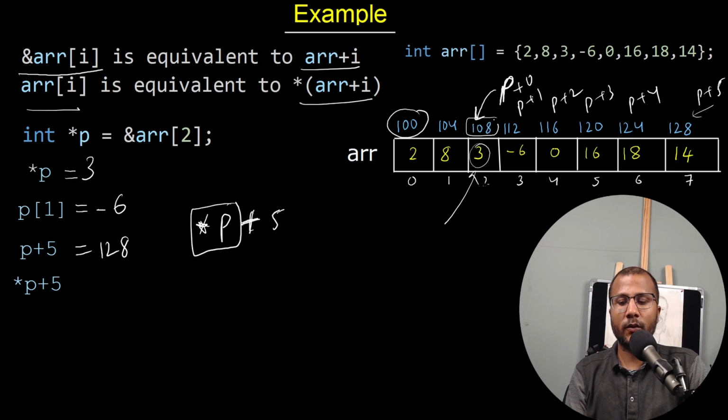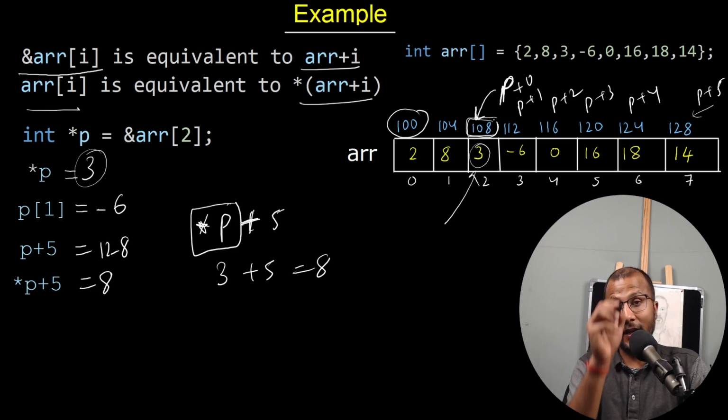P is 108. Star P is the value inside this address 108. Star P was 3, right? So 3 plus 5 is nothing but 8. Star P plus 5 is 8. It is the value. Star P plus 5 would not give you the address.